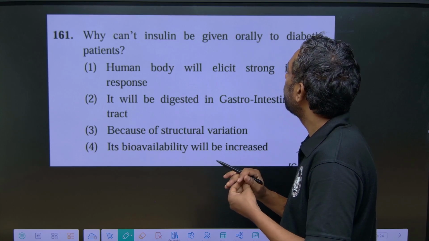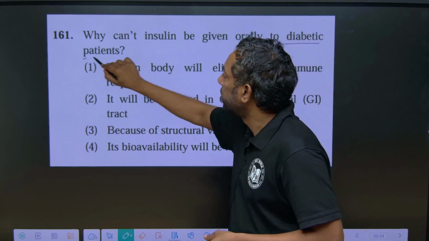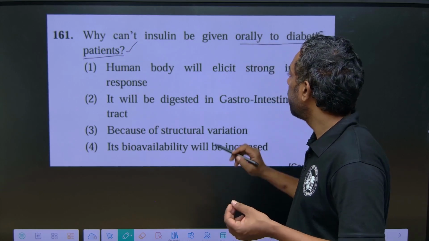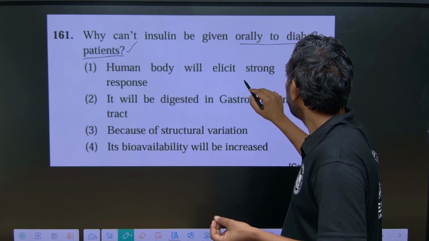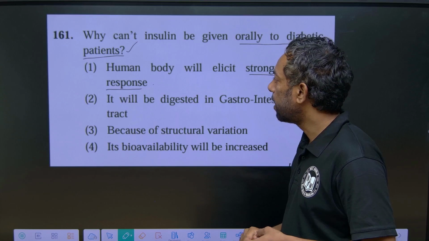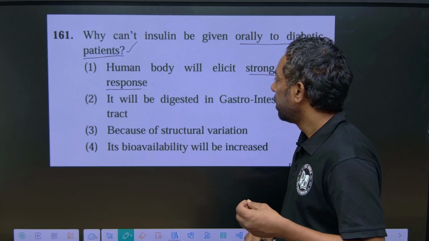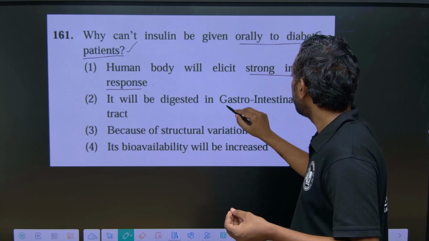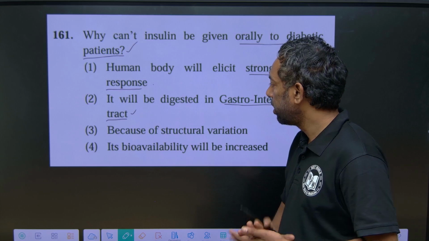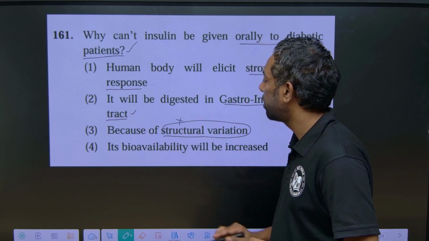Why can't insulin be given orally to the diabetic patient? This is the innovation question. Human body will elicit the strong immune response. Not at all, it is not about the immune system. It will be digested in the gastrointestinal tract. Just keep it that. Because of structural variation, this is an absolutely unworthy option.